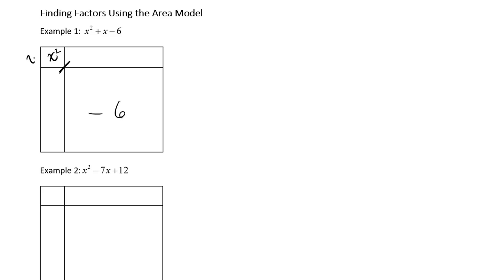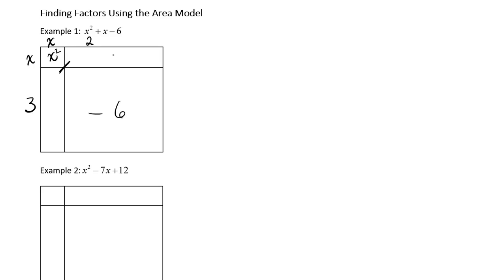So I know that I'll have an x and an x, and then I have to add something to the dimensions along the vertical side and along the horizontal side that will multiply to a -6 but add to 1. So if we look at 2 and 3, that would give us a +6. So we need to change one of the signs here.